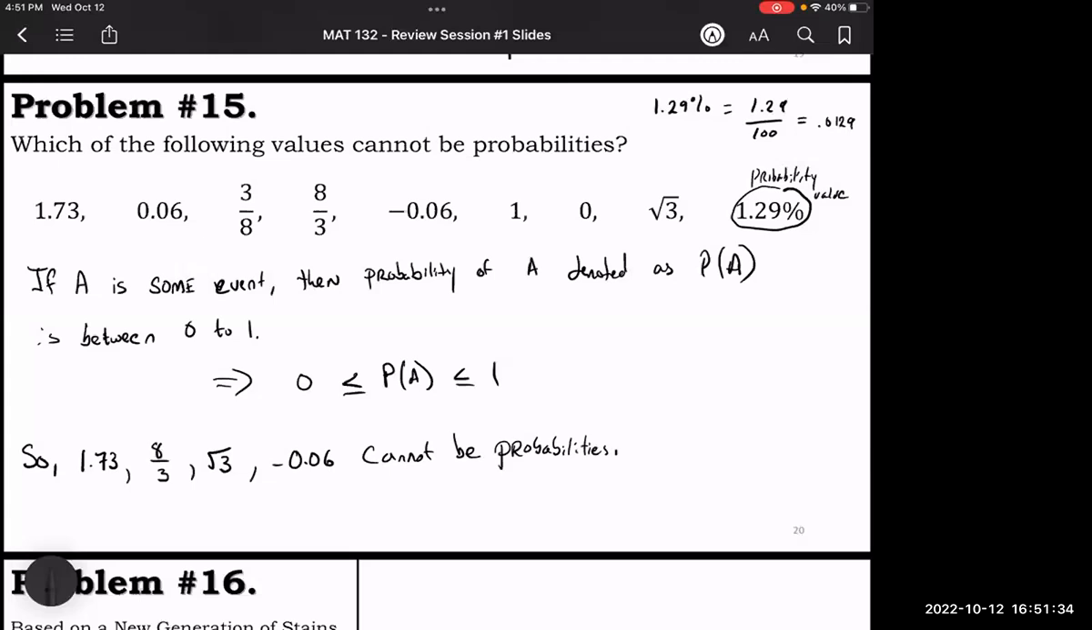Here's one more example, just because I did percentages. If I had 300%, and you use my idea of dividing the percent value by 100, what's 300 over 100? 3. Is 3 a probability? No, that would not be a probability.